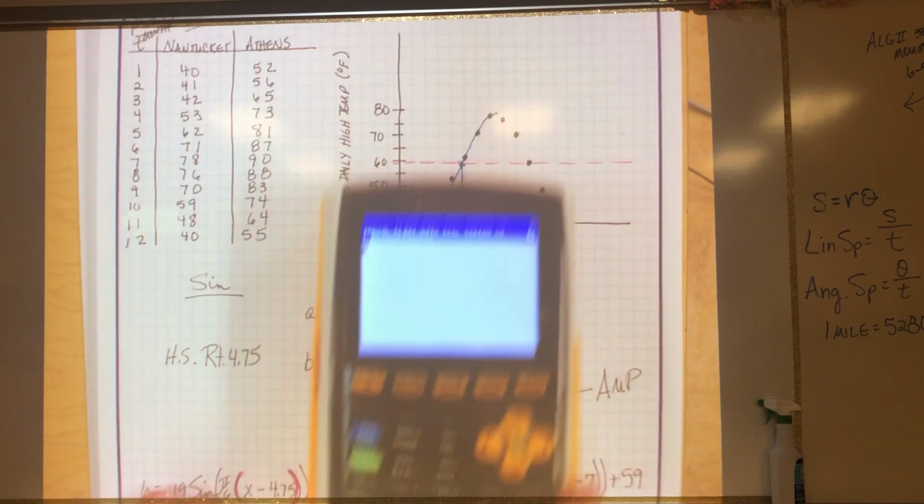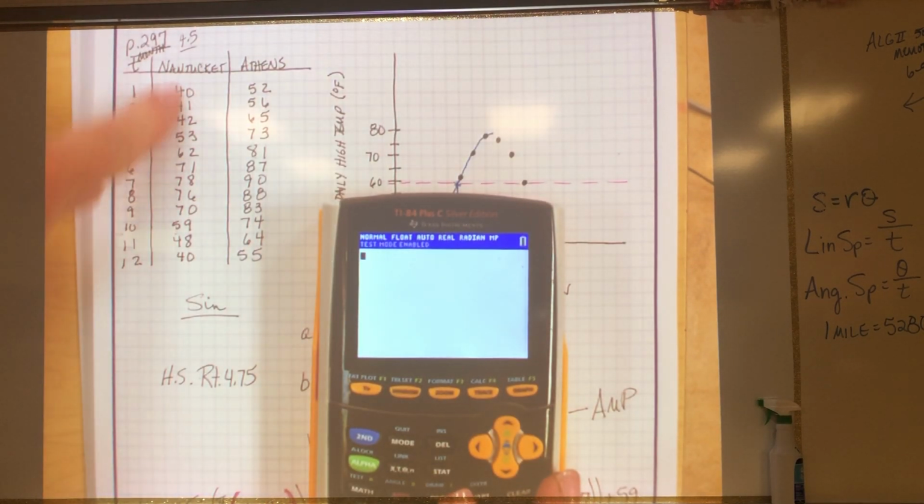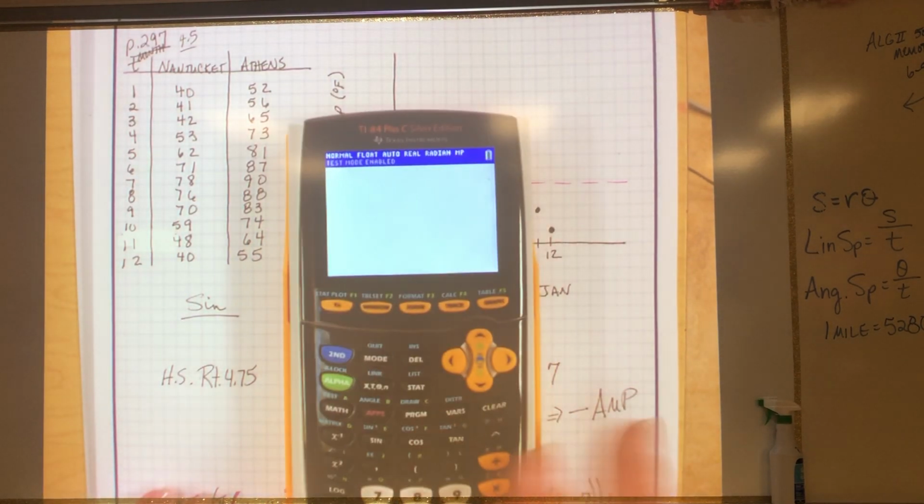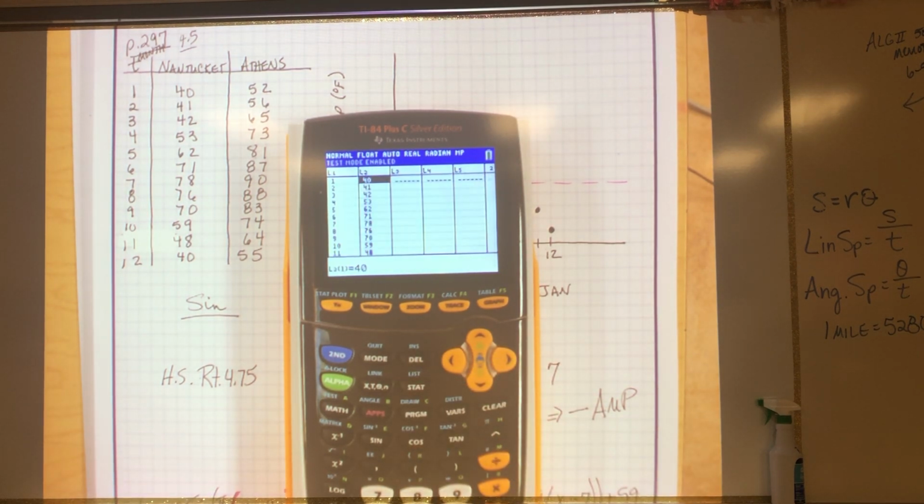So, here we go. I'm gonna put these in my x's and these in my y's. So I'm gonna go stat and edit. Mine are already in there. You probably don't. Y'all, there's calculators up there in that box by my desk. If you need a calculator, then get you a calculator.